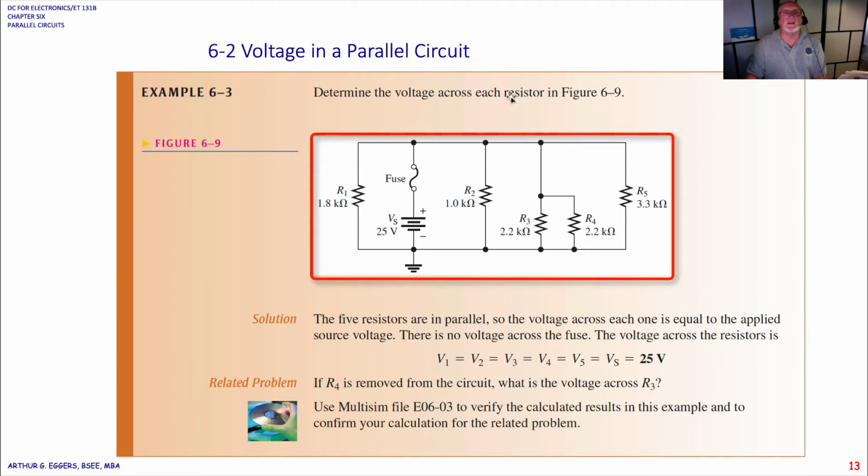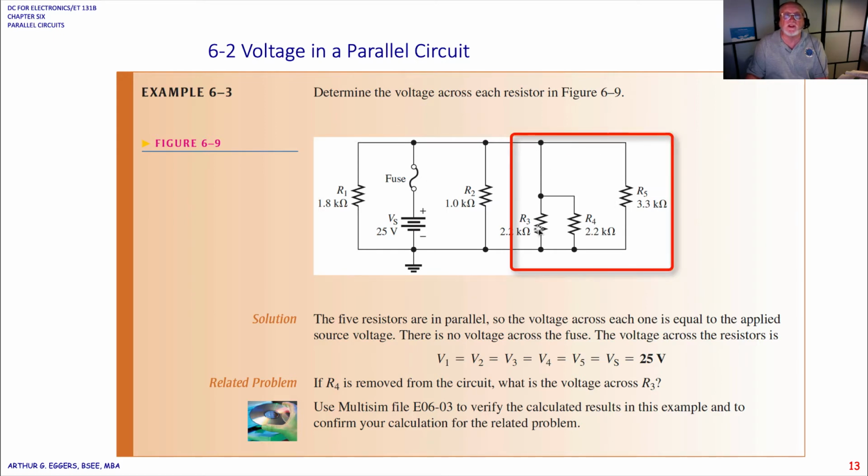So if you look at an example, they want us to determine the voltage across each resistor in this figure. The 5 resistors are in parallel, so the voltage across each one is equal to the applied voltage. It may not look that way, but when you carefully look at it, you can see that resistor 3 and resistor 4 are in parallel with each other. They're in parallel with 5. All of these are in parallel with 2. And on the other side of the circuit, they're all in parallel with 1.